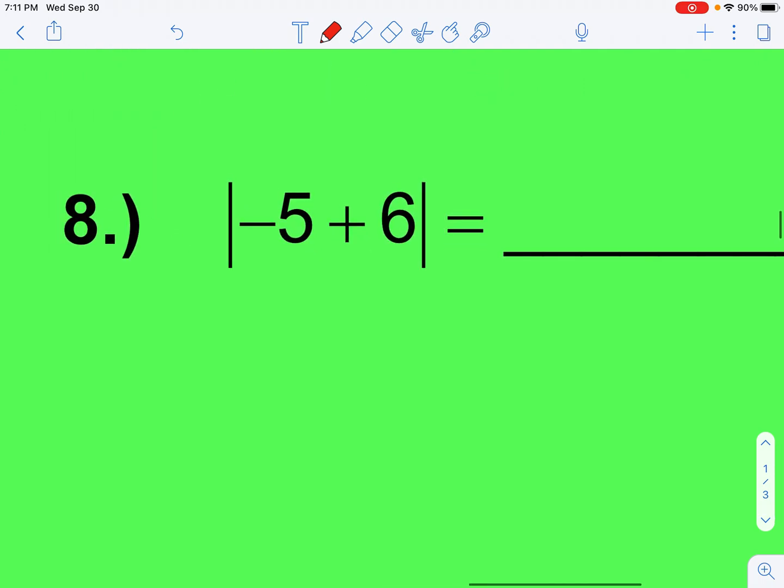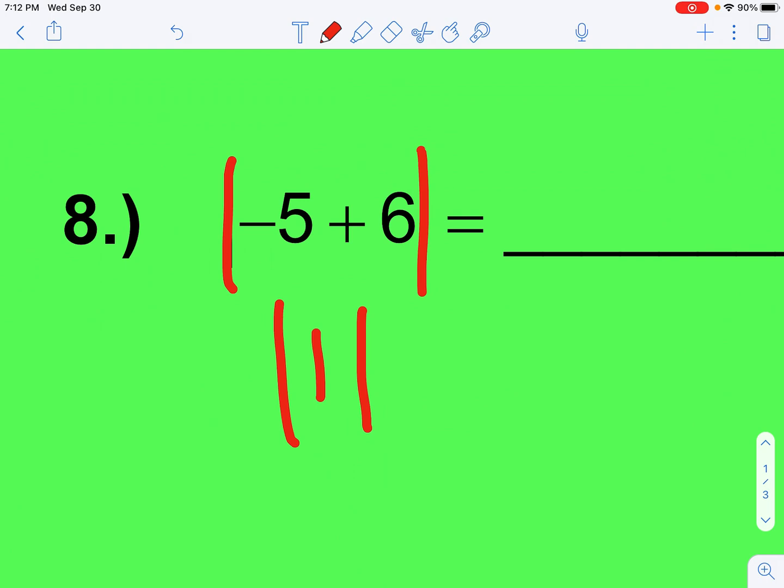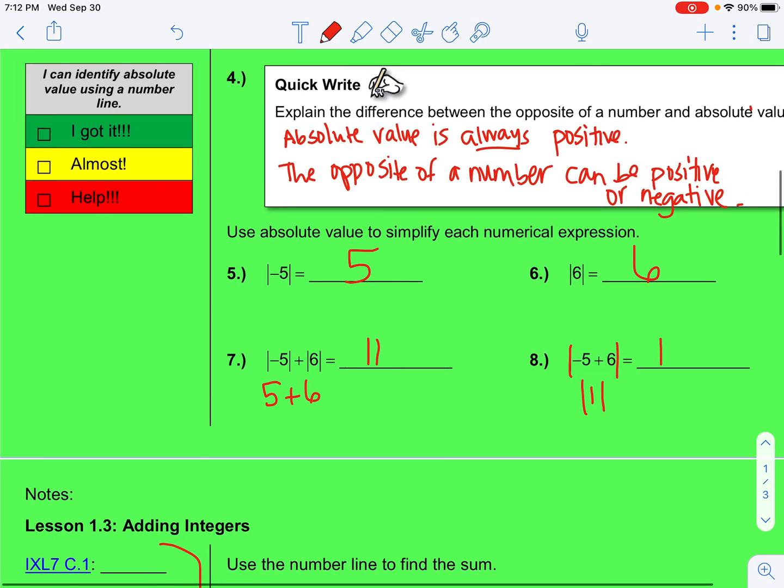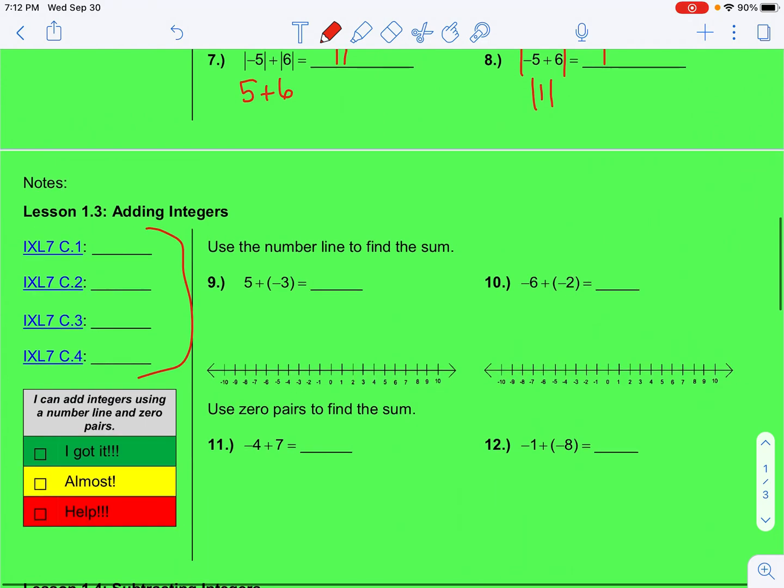Alright, number 8, I have to do -5 plus 6 first because it's in the absolute value symbols. So -5 plus 6 gives me a 1 in absolute value. 1 absolute value is 1. Alright, so that's lesson 2. Let's move on to lesson 3.